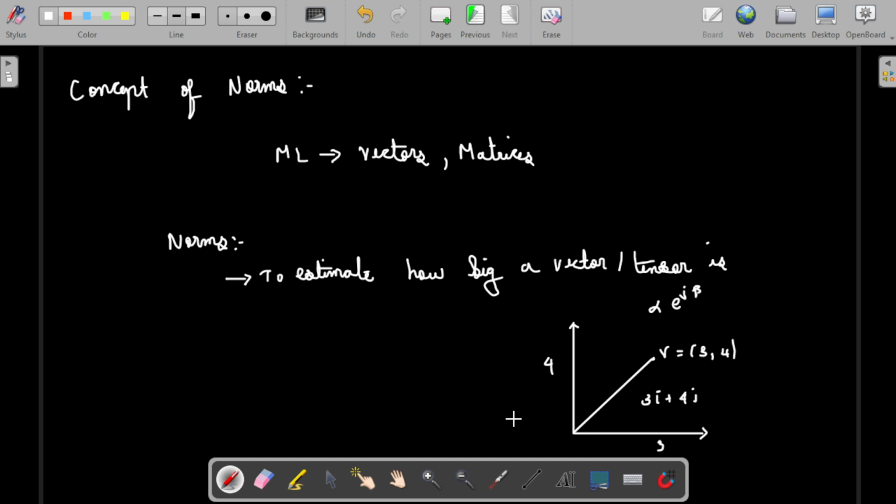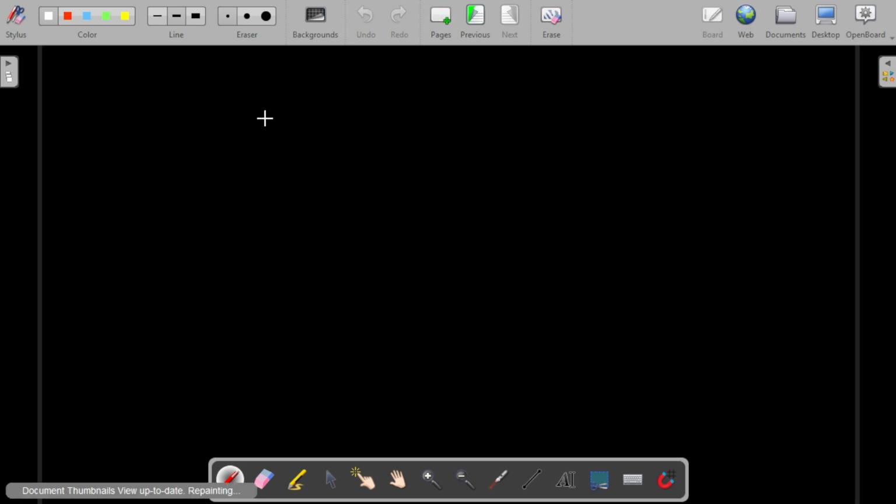The norm is something we can find from this vector. The norm of this vector is the root of the sum of squares: 16 plus 9 is 25, and its root is 5. So the norm of this vector is 5. It is nothing but the distance. This is similar to the mathematical thing, and it is used to find out how big the vector or tensor is.